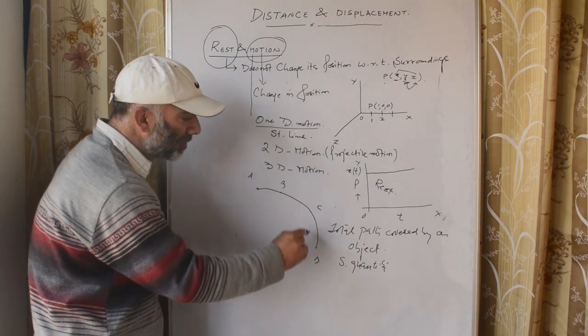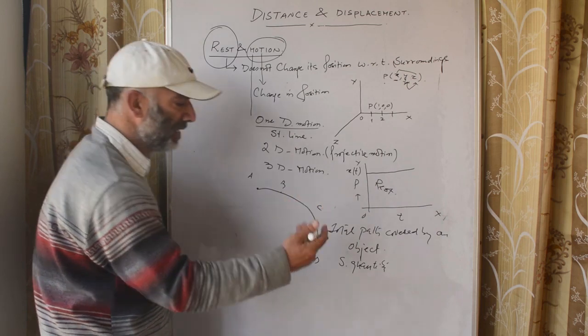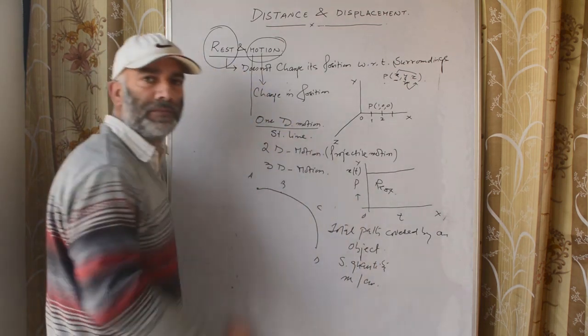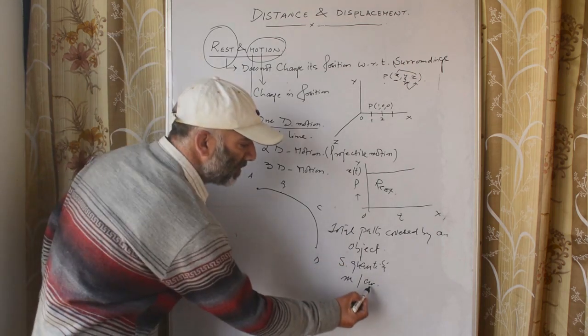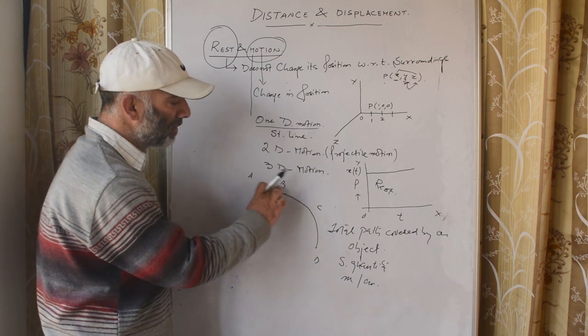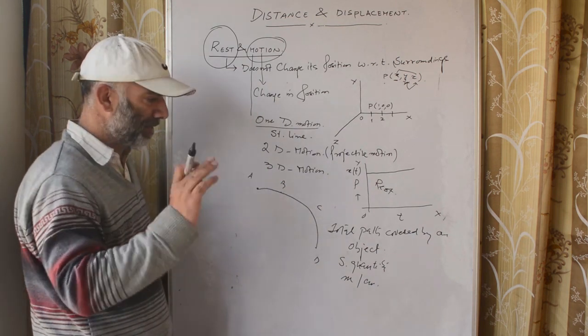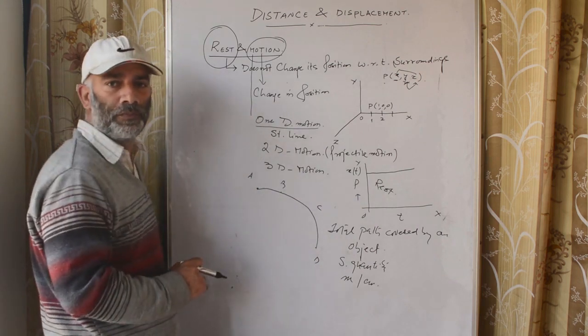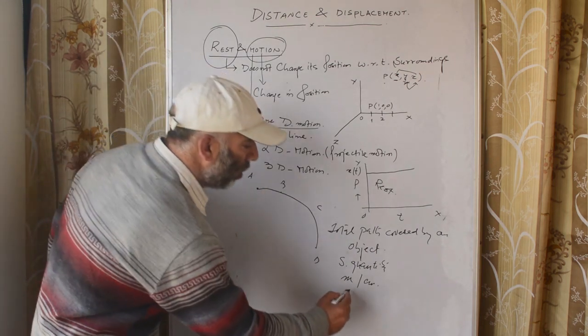And the unit, how we can measure this distance, it is meter or centimeter. In CGS system it will be centimeter, MKS system it will be meter. Meter is the unit for the measurement of this length. And remember, this length cannot be zero, cannot be negative, it is always positive.